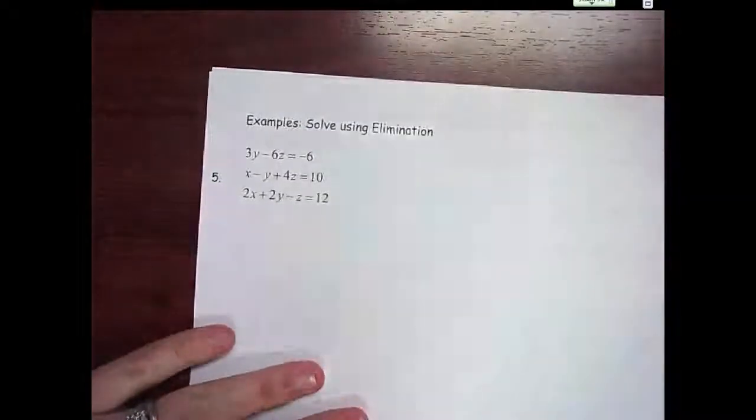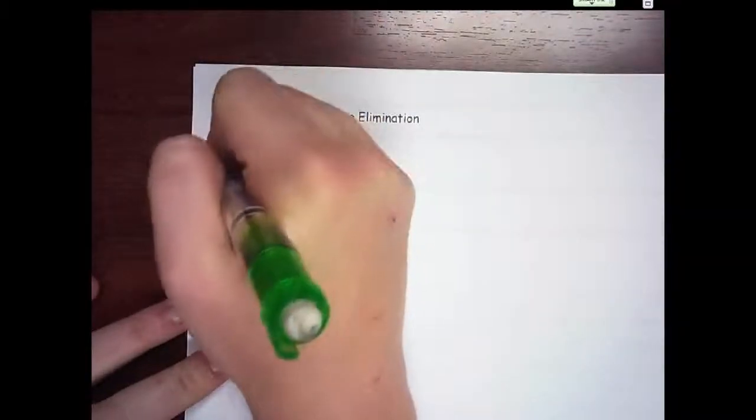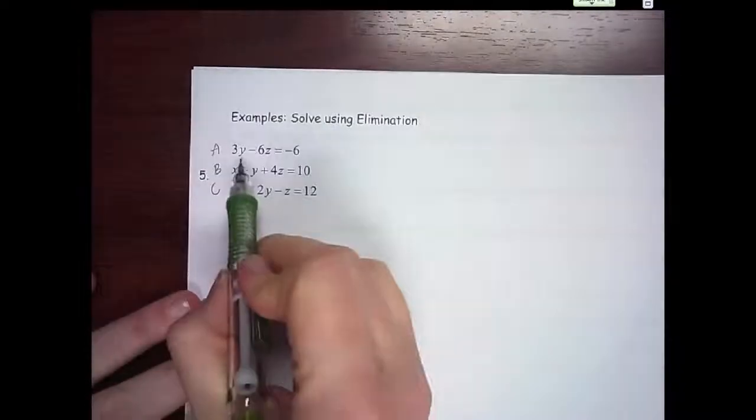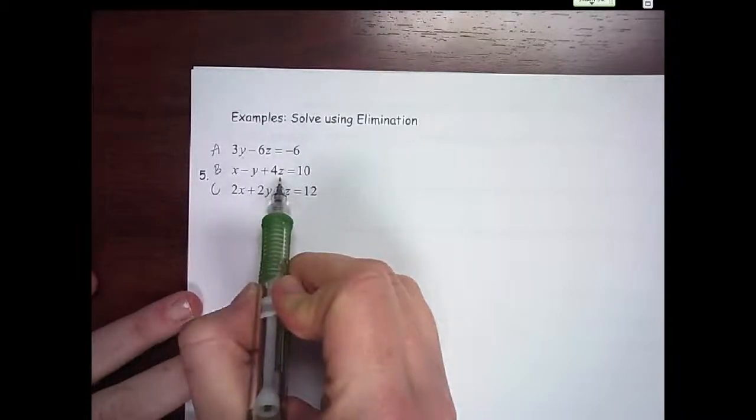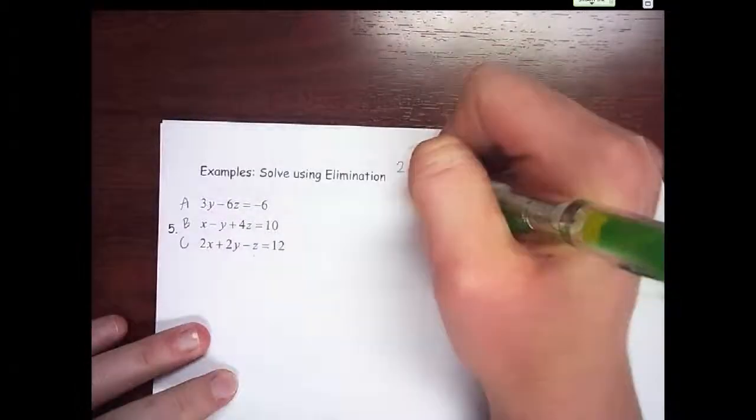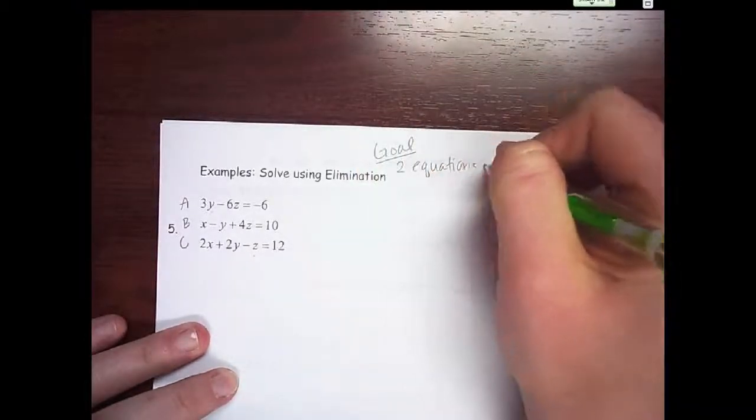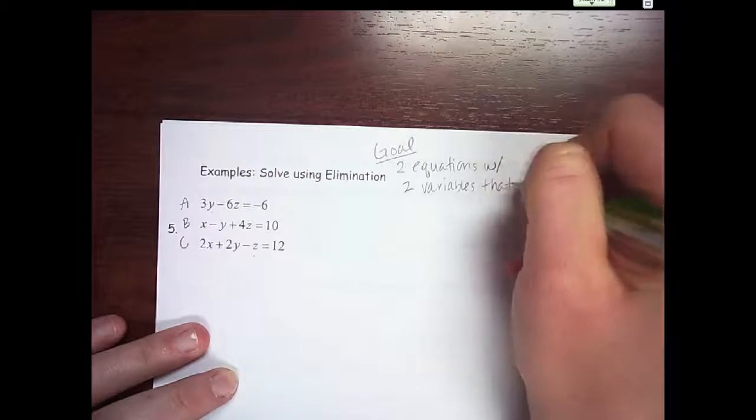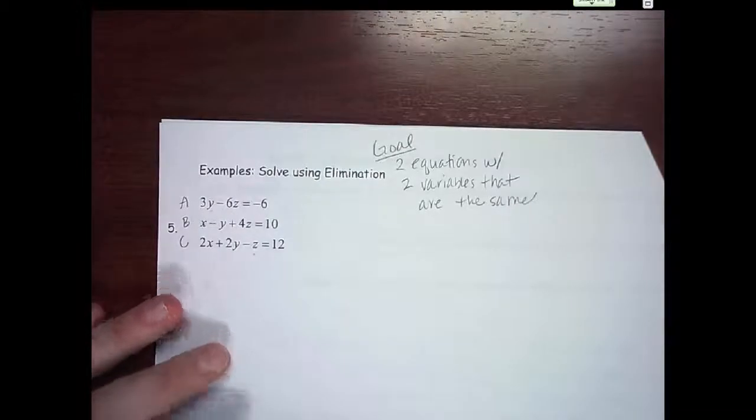Okay, solve using elimination. All right, so here's where it gets tricky, and we want to make sure we go nice and slow here. Okay, I'm going to label my equations A, B, and C. Okay, look at your equations. This one has 2 variables, y and z. This one has 3, x, y, z, and this one has 3, x, y, z. The goal here is to get 2 equations with 2 variables that are the same.